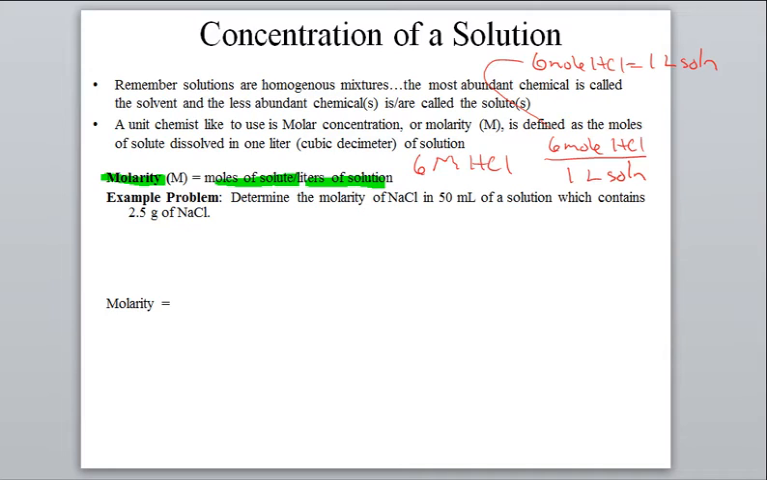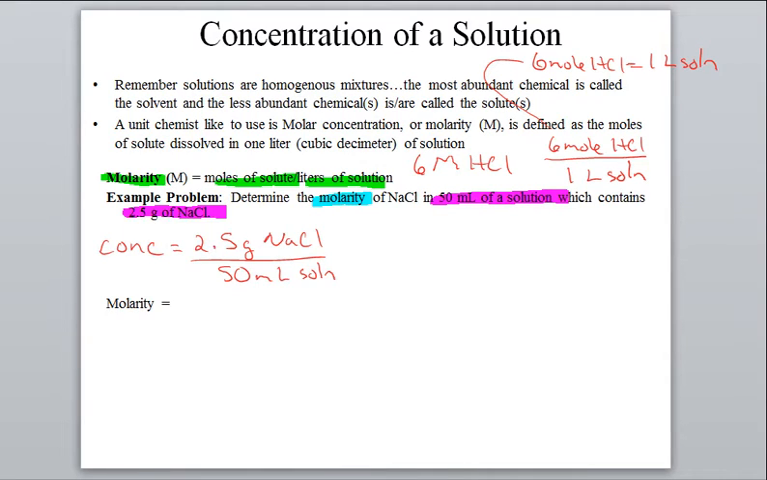Say we're making a solution, and in the laboratory we measured out 2.5 grams of sodium chloride, and we put it into a graduated cylinder, and we added enough water to make a 50 milliliter solution. In this problem, what is the molarity? So the concentration is 2.5 grams of sodium chloride for every 50 milliliters of solution.